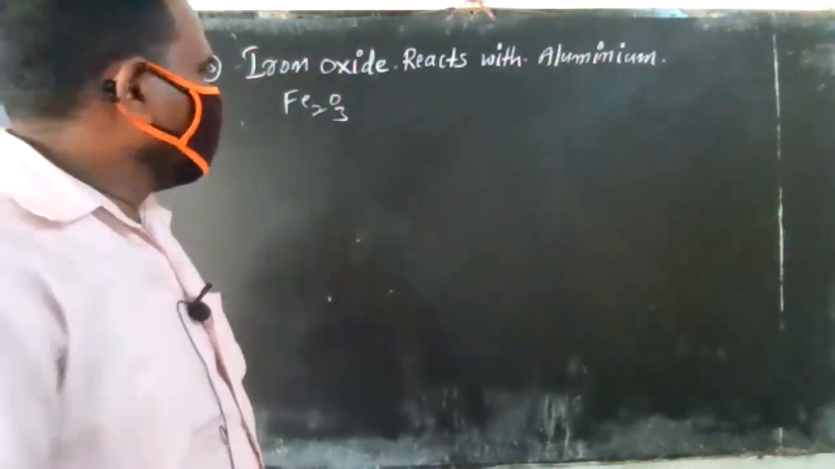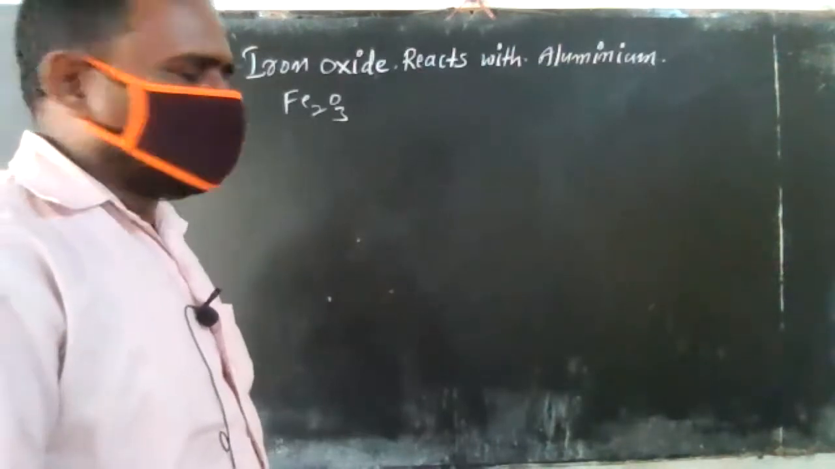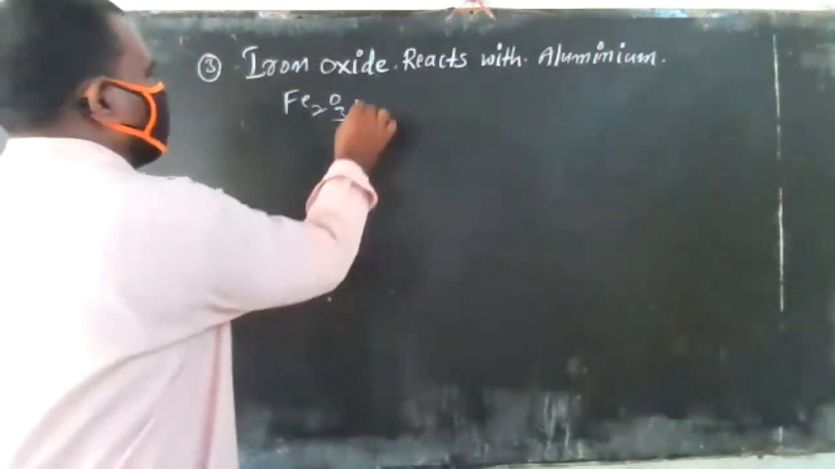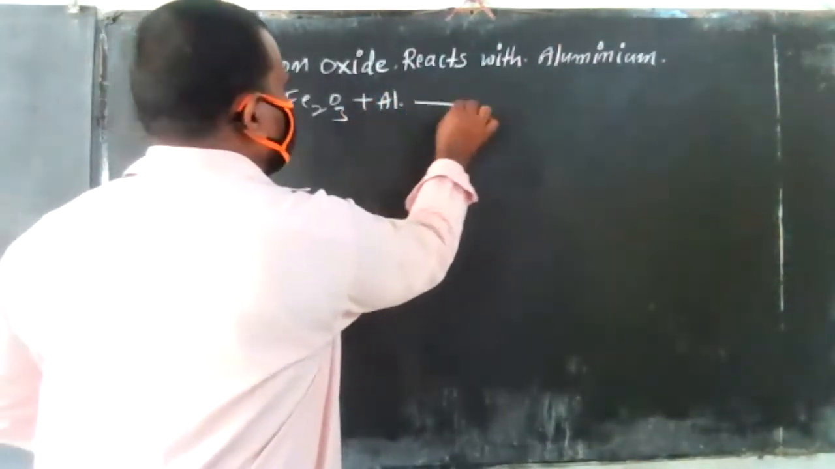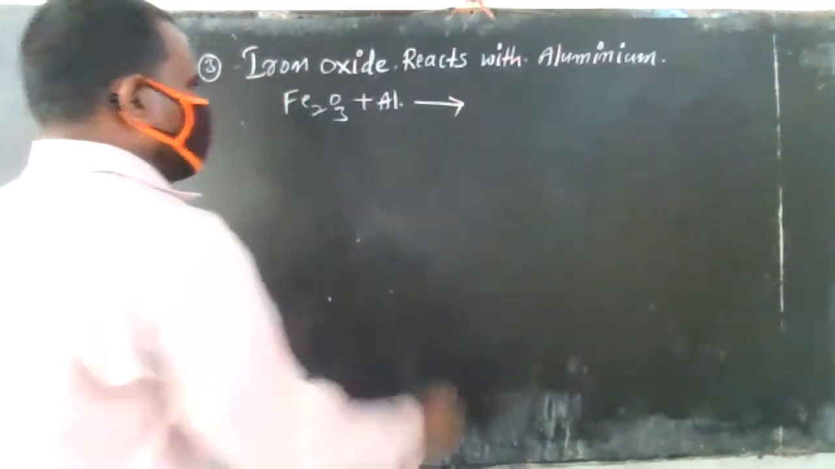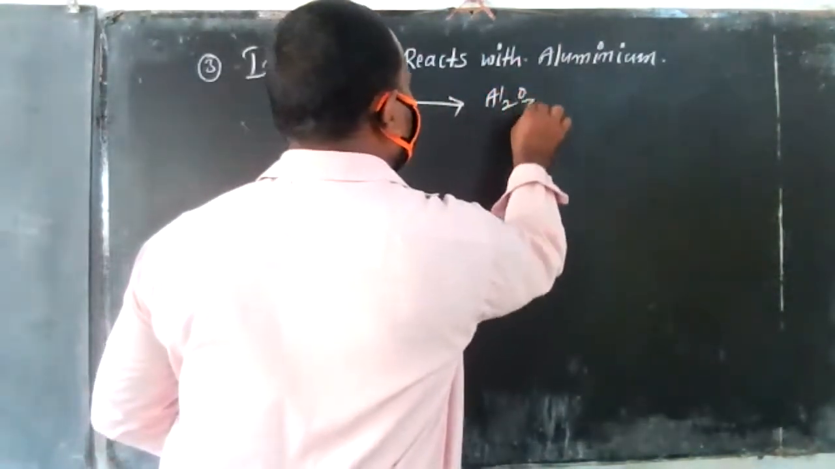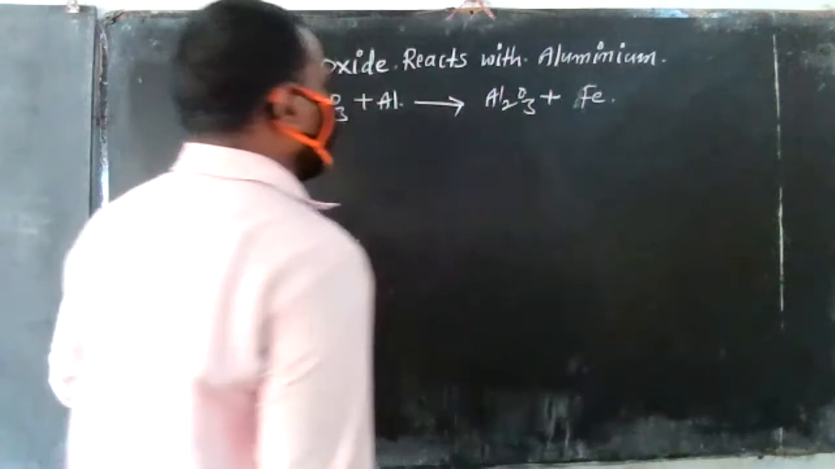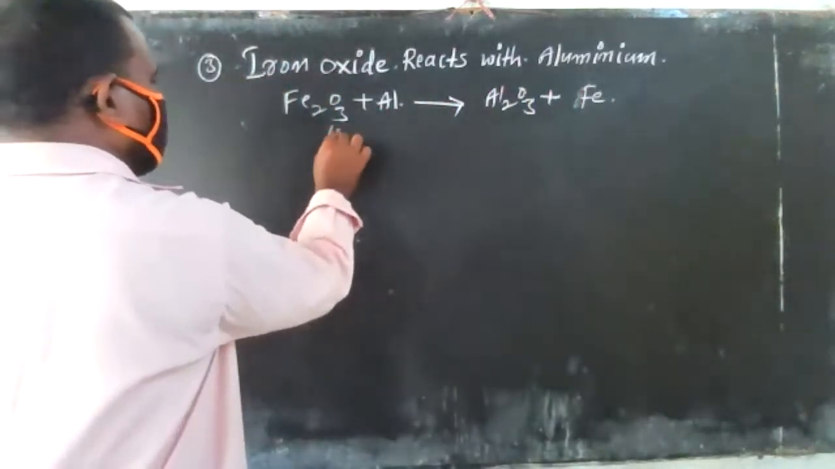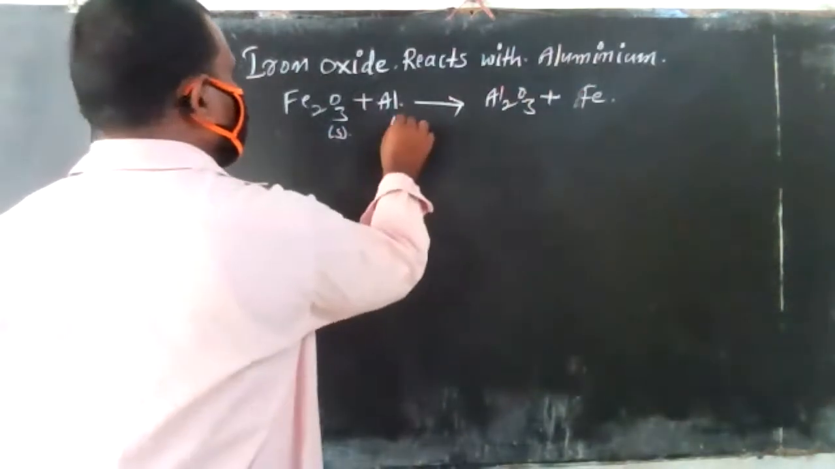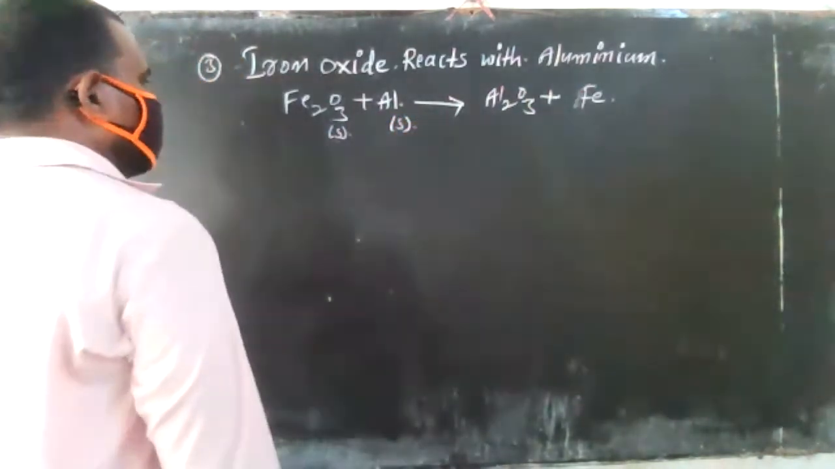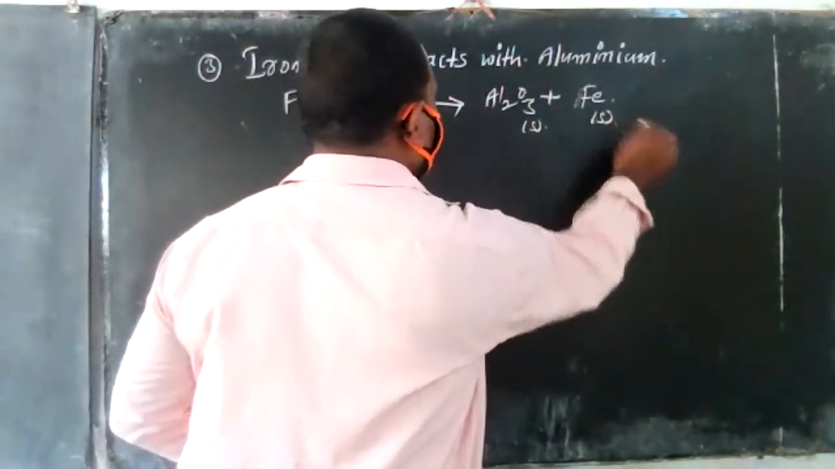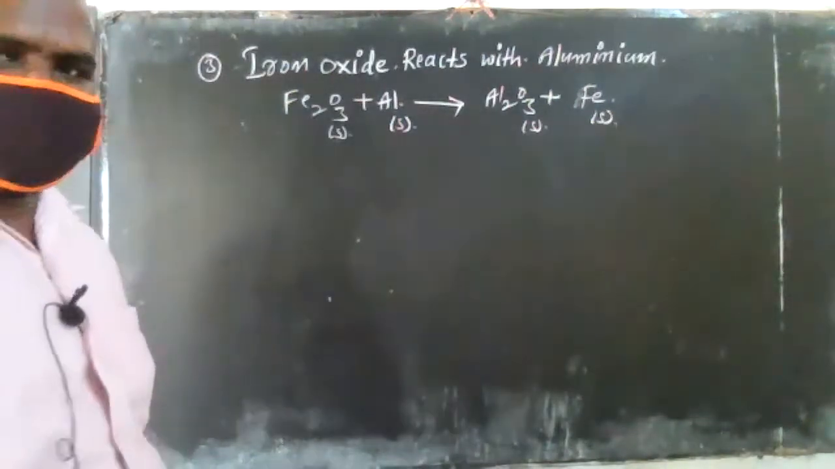This is the best example for discussing chemical changes. The common name is the rusting of iron. This ferric oxide reacts with aluminum to form aluminum oxide and iron. Ferric oxide is a solid, and aluminum metal is also solid. Aluminum oxide is also solid. So this is a chemical equation.